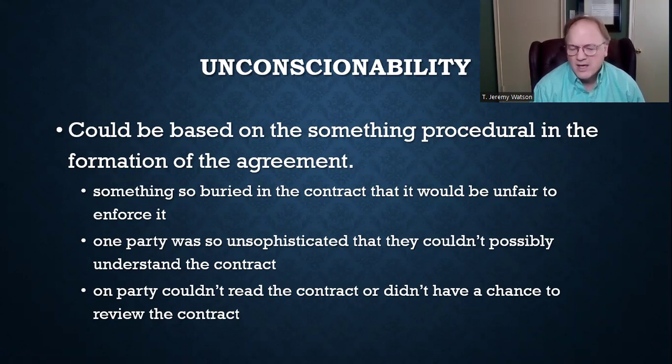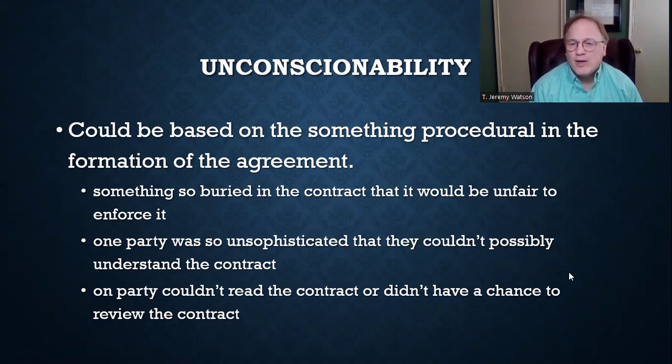Maybe you didn't lie to them about the contract. It's not fraud. You didn't say, hey, here's your lunch menu when it was really a contract. But maybe you gave them a 498-page contract. You told them they had 10 minutes to look it over, and you buried some really egregious stuff so far down in the fine print that they would never see it, right? That might be unconscionable. If one party was so unsophisticated they couldn't possibly understand the contract, right, and you just took advantage of them, that might be unconscionable, right?